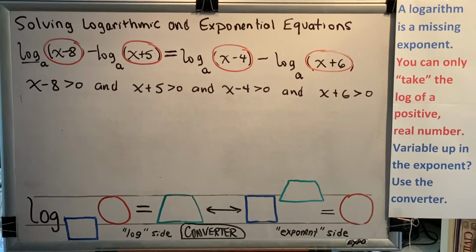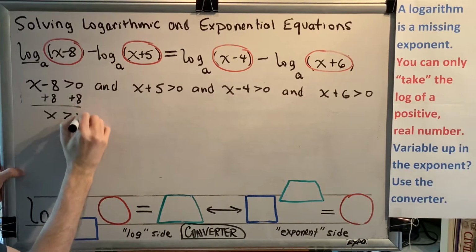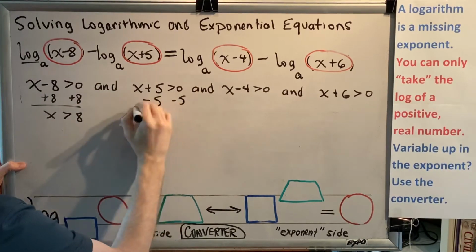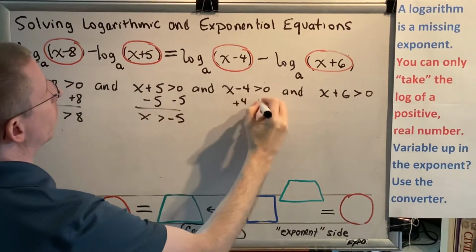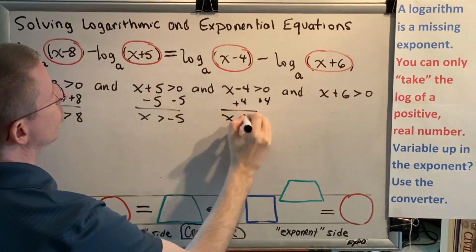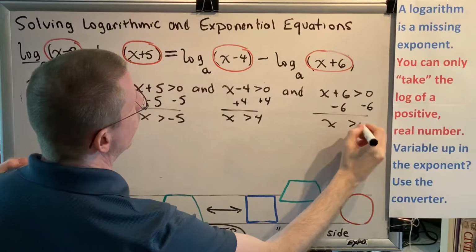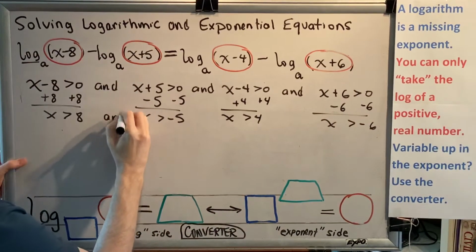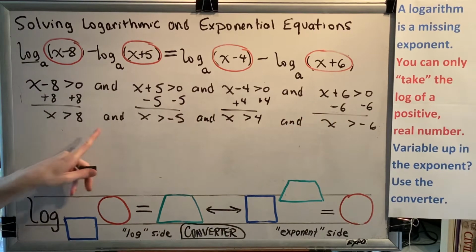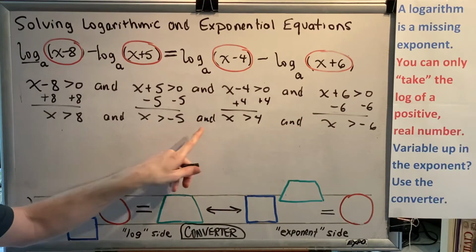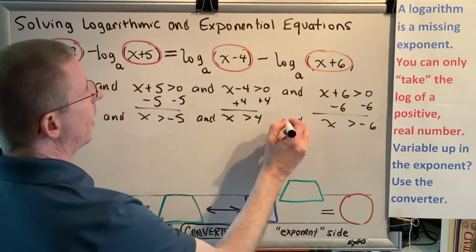Let's solve each one for x. Plus 8, x has to be greater than 8. Minus 5, x has to be greater than negative 5. Plus 4, x is greater than 4. Minus 6, x is greater than negative 6. So what that tells me is x has to be greater than 8 and greater than negative 5 and greater than 4 and greater than negative 6 at the same time.